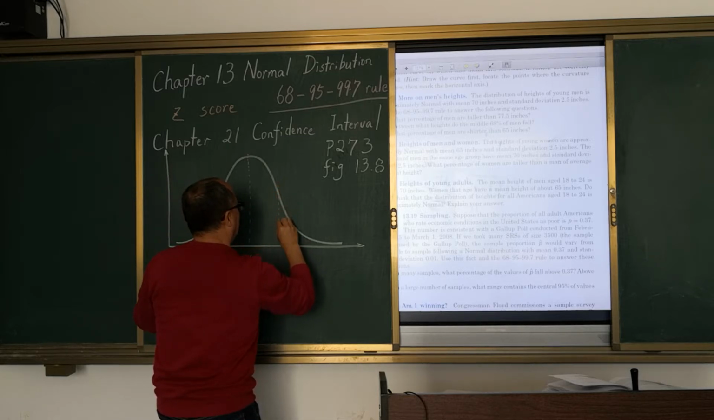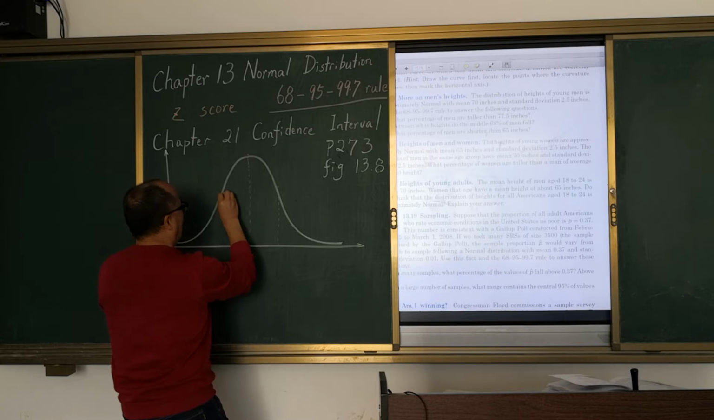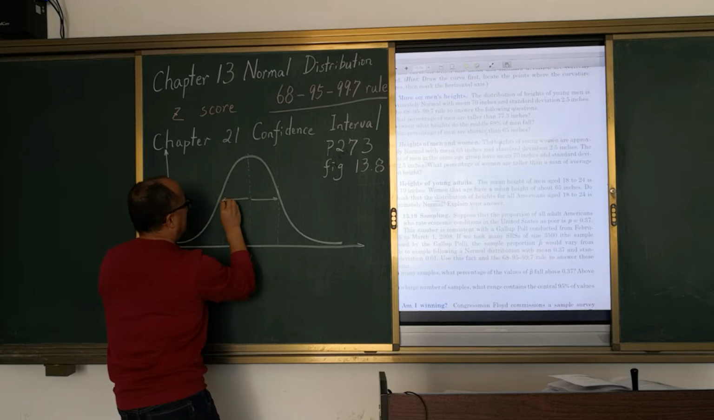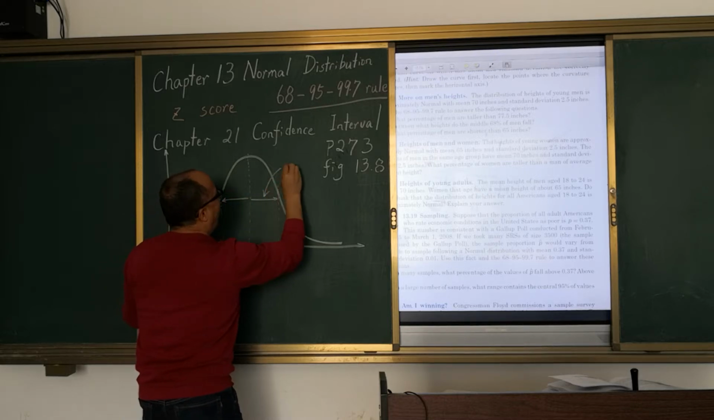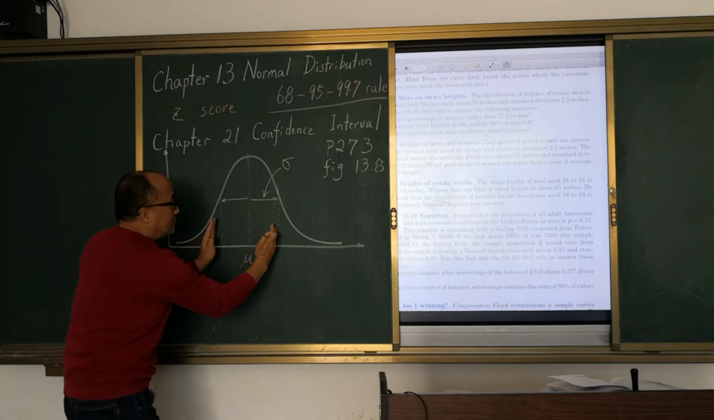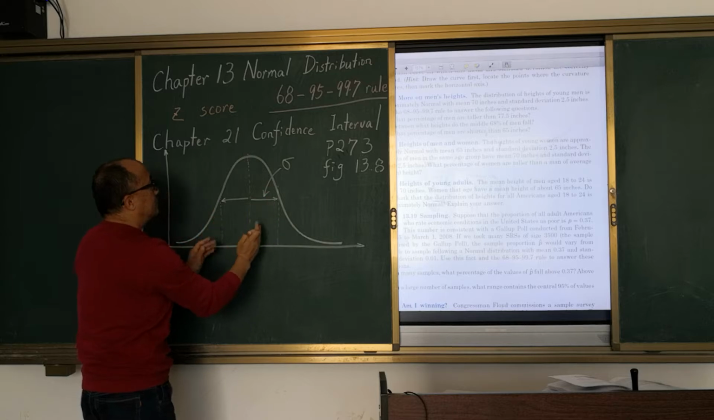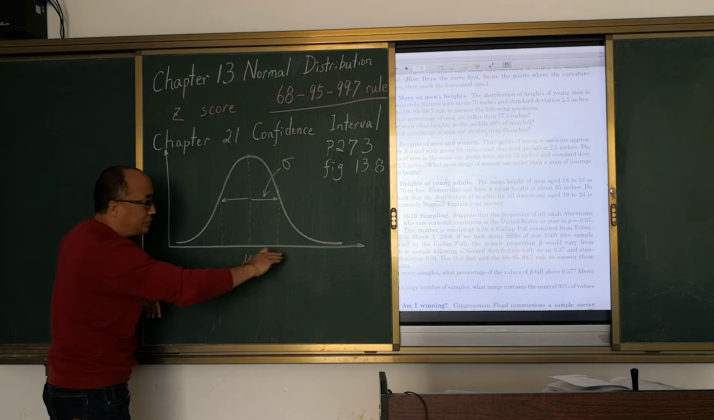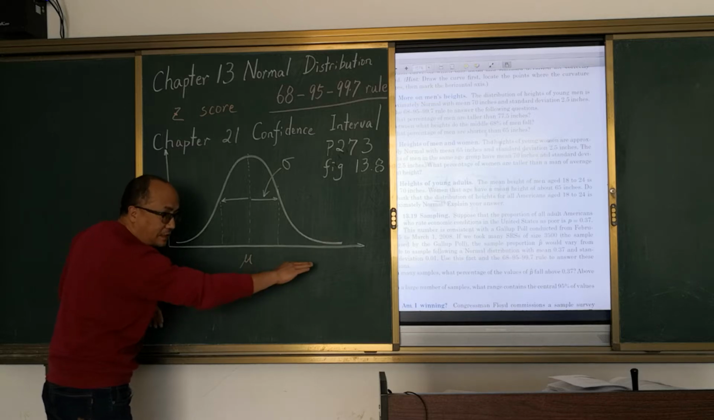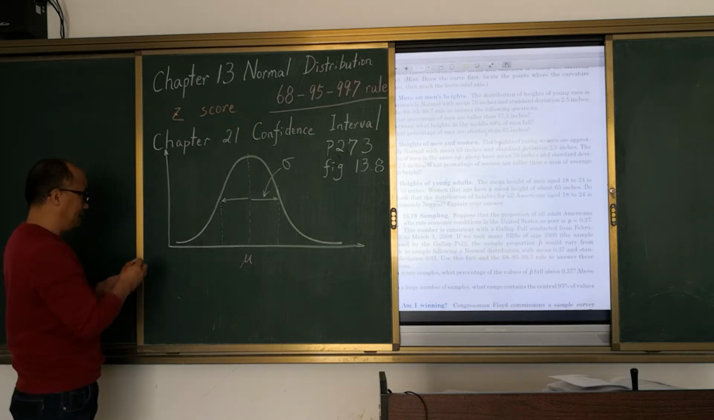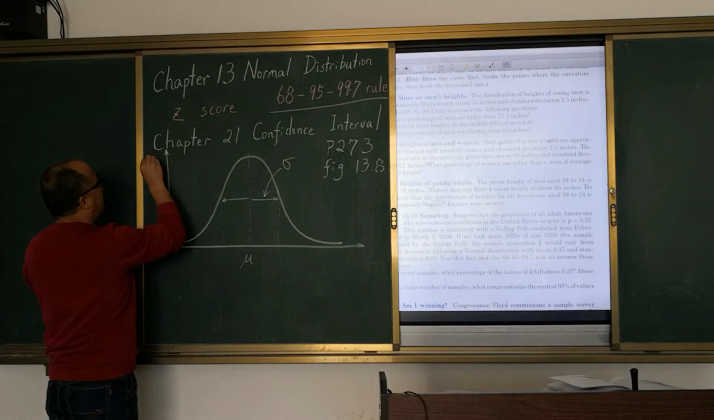So it's symmetric. So this is one standard deviation, sigma. This part, so this is the average, is the value. This is the value, and this is the probability. This is the probability.